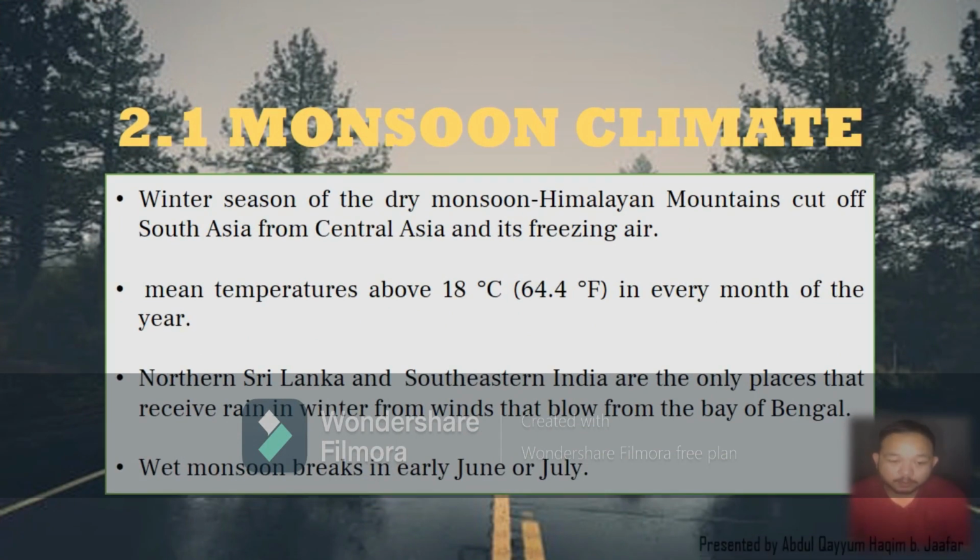Monsoon climate: in the winter season of the dry monsoon, freezing air comes from Central Asia across the Himalayan mountains of South Asia. The mean temperature is above 18 Celsius in every month of the year. Northern Sri Lanka and southern India are the only places that receive rain in winter, from winds that blow from the Bay of Bengal. The wet monsoon breaks in early June or July.